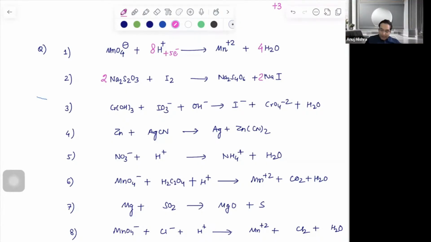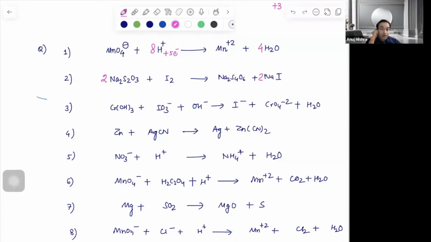You simply see S2O3 and S4O6. That gives you a clear idea to put 2 here. And as soon as you put 2, sodium will not be balanced. You have to balance it with 2NaI. That's all. Done. How many got this answer correct? Raise your hand. You got the second answer. Very good.